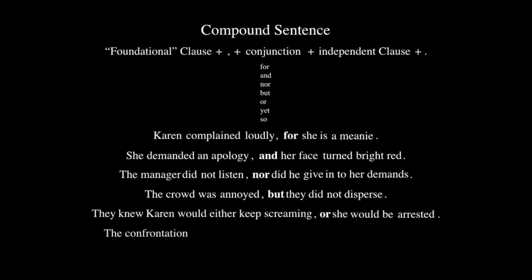The next independent clause would be the confrontation became heated. We will use the yet conjunction here. The yet is kind of like the but conjunction. That unexpected thing might happen, right? The confrontation became heated, yet there was what? No sign of the police. You would almost expect them to arrive, but they don't. Okay, so but and yet are very similar in that way.